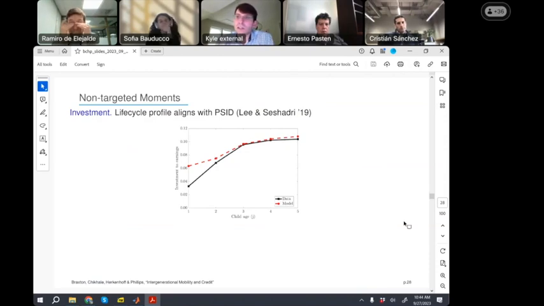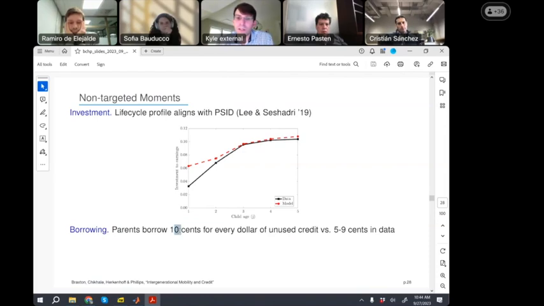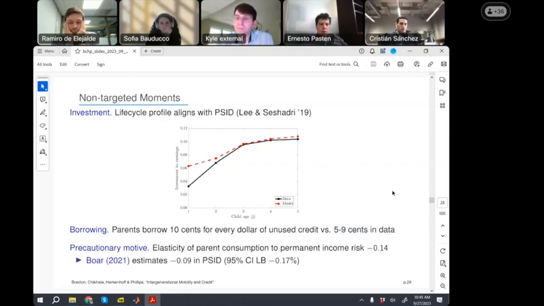The model aligns with the life cycle profiles of earnings. We run the same borrowing regression in the model and data. People borrow 10 cents for every dollar of unused credit in our model, 5 to 9 cents in the data. And then the precautionary motives are going to be important in the counterfactuals. And you might ask, do we have reasonable degrees of precautionary motives? We use Karina Bohr's job market paper to argue yes.